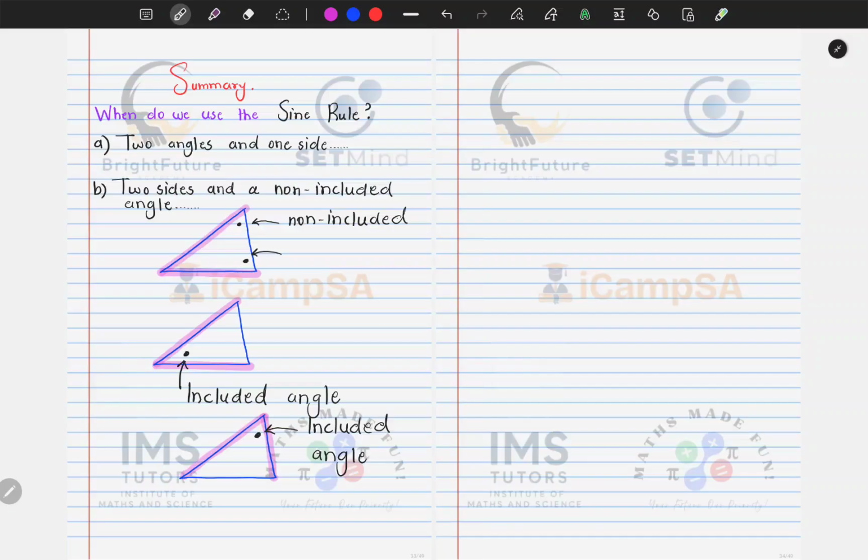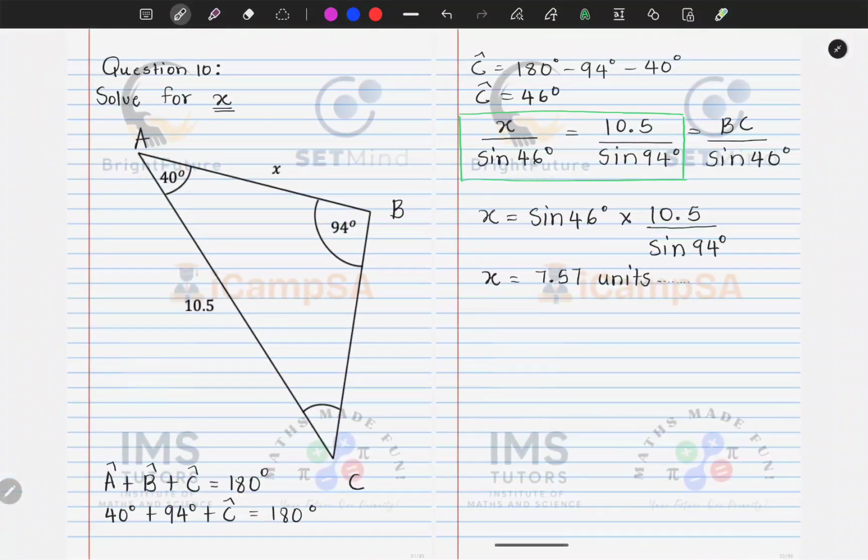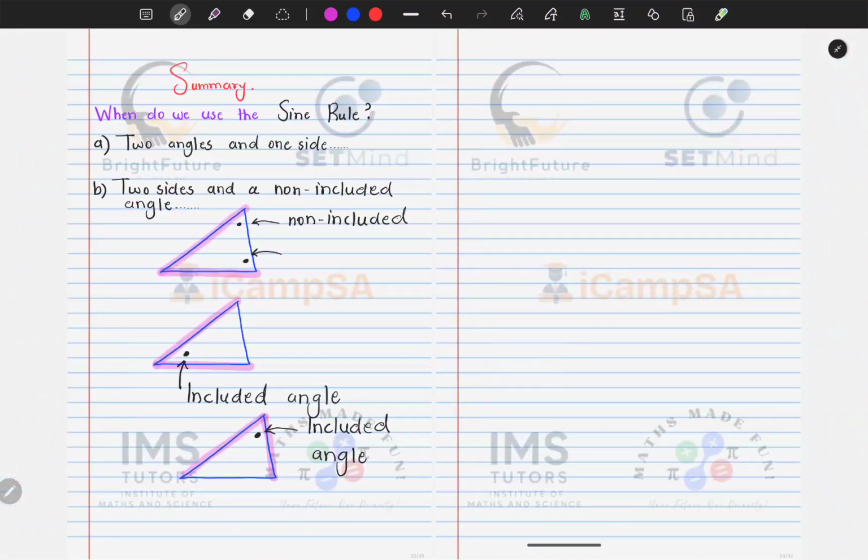So that is the summary of the sine rule. I hope this does make sense and you enjoyed the lesson and you now understand what is happening. So stay tuned and make sure you check the next session, the next lesson, which is on the cosine rule. Thank you.